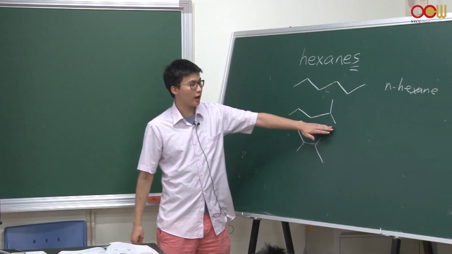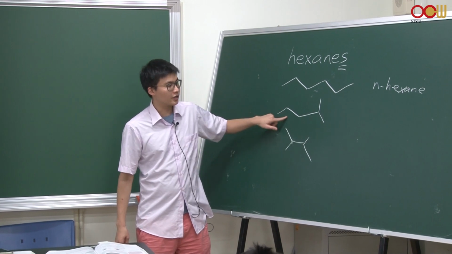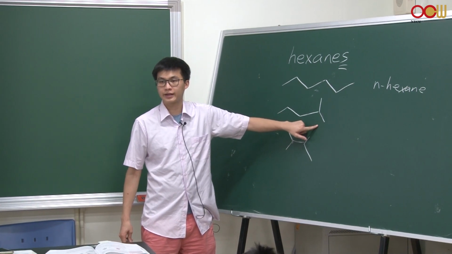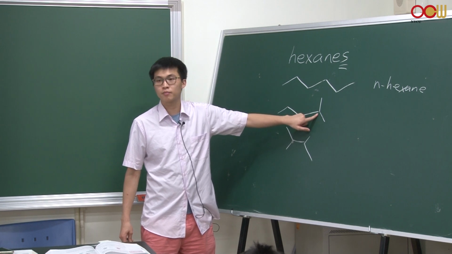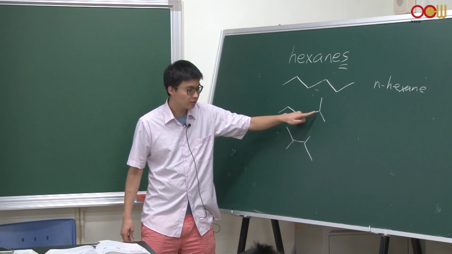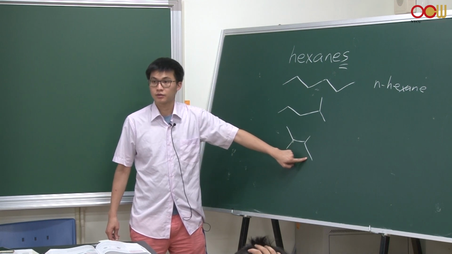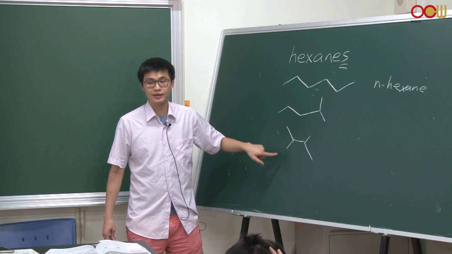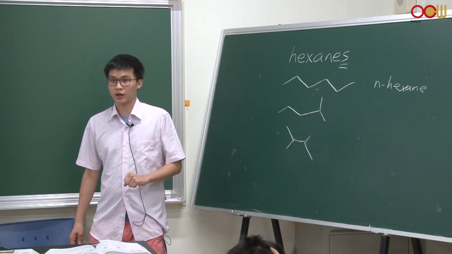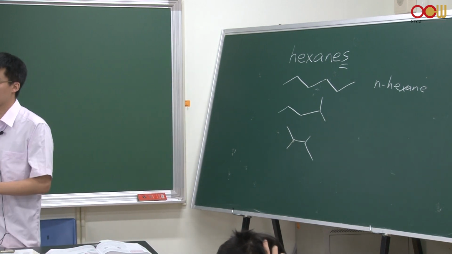Here it's simple, right? We know the longest chain will be 5, right? So pentane. So we will call that 2-methylpentane, okay? This one, the longest one is butane. So we call that 2,3-dimethylbutane, okay? And then of course there's a much more complicated one.